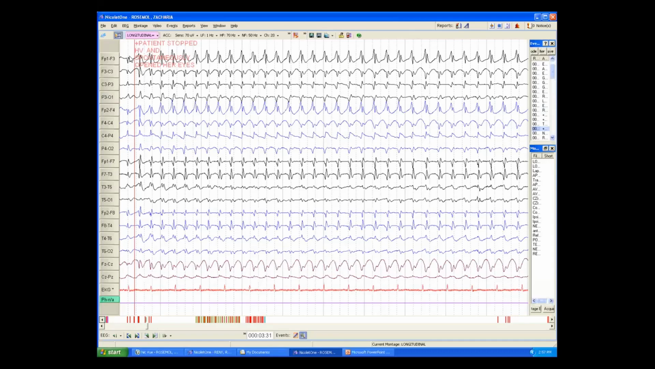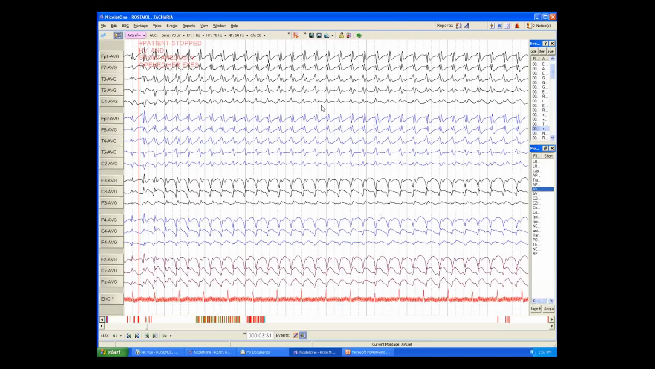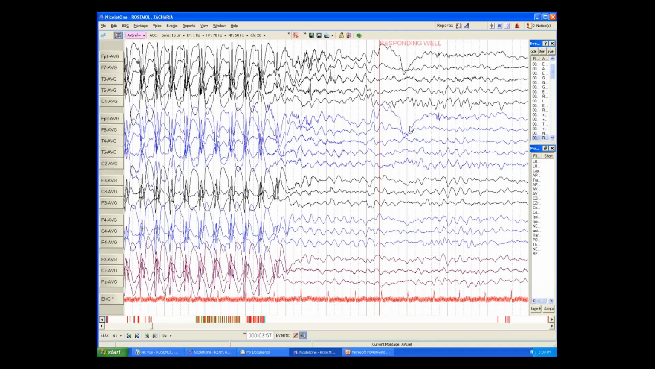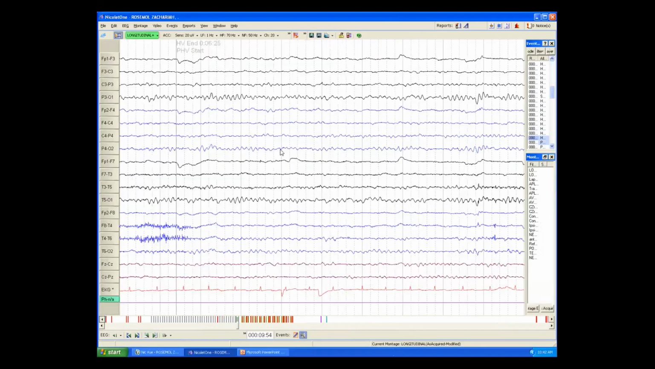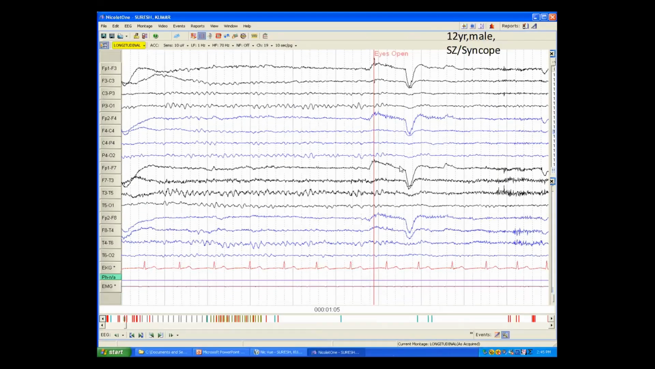This is the onset of the beautiful 3 Hz spike and wave discharges on HV. It's a beautiful discharge which evolves, and it stops at this time, and the patient immediately starts responding. This is the HV response in a typical childhood absence seizure. The post HV status is this one. It's not showing any abnormalities.